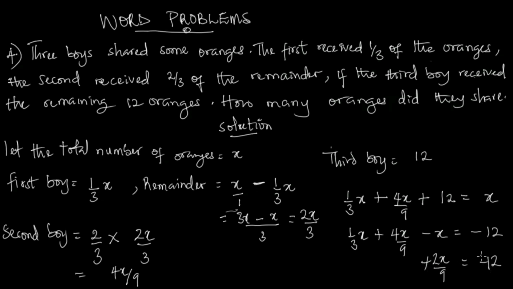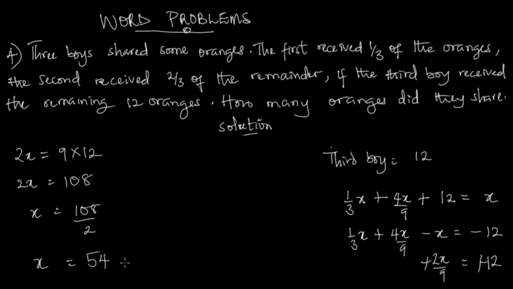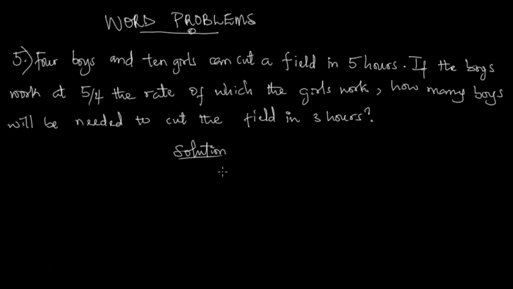And minus cancels out minus. Then we can cross multiply to have 2x equals 9 times 12. And 2x equals 108. X equals 108 over 2. And our final answer is 54. Therefore, we have 54 oranges shared. And this is the correct answer to question 4. Now we move on to question 5.